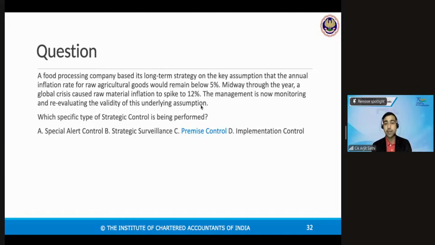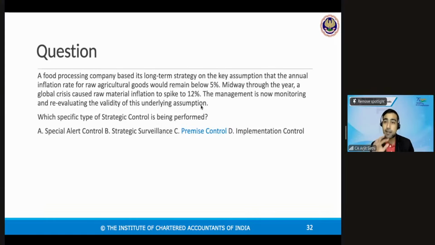You keep evaluating your assumptions of your strategy. You keep checking आज भी ये assumption हमारी valid है या नहीं. In a funny way, it's like whenever you're asked this question, do you still like me? That's premise control. Most of the people who are in relationships will feel this. Every week somebody will ask you, do you still like me? This is premise control.